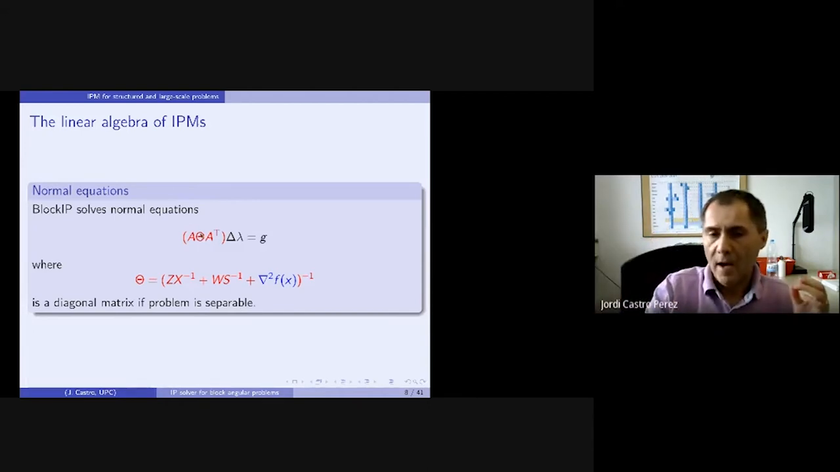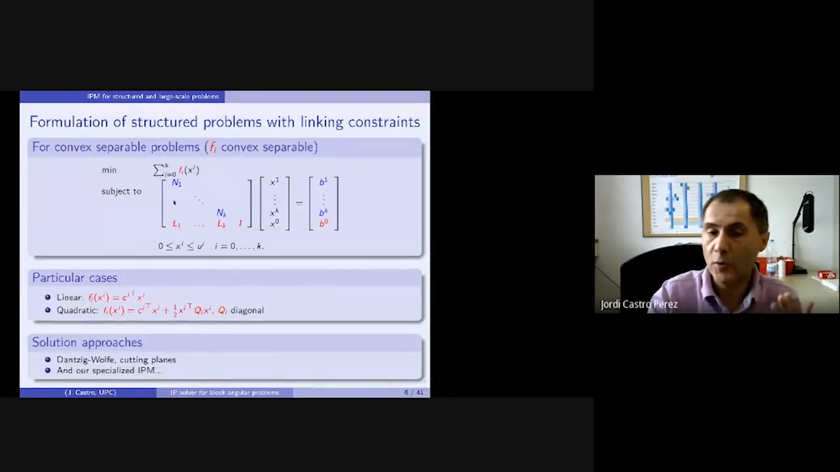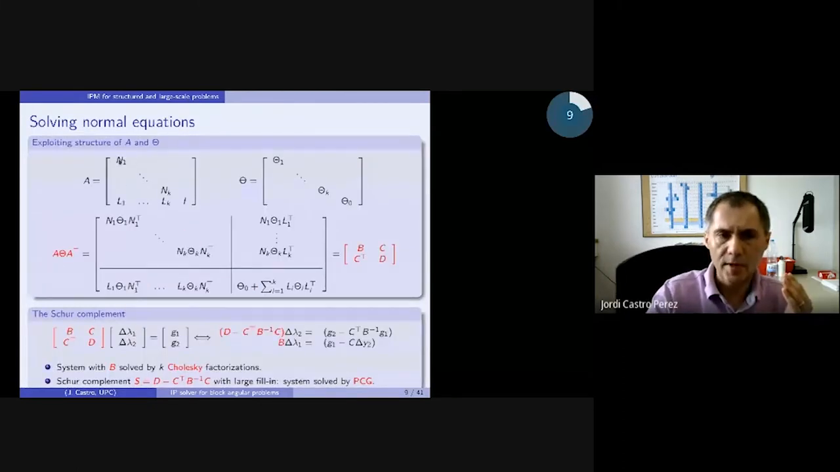If we want to be efficient with an interior point method, we need to solve efficiently this system of equations. These are named the normal equations: systems with the matrix A zeta A transpose. Let's see which is the structure of this matrix when you have a problem with a structure. Remember, this is the structure of matrix A, so we have to solve systems with A times A transpose and a scaling matrix in the middle. This is A, I have the K blocks and the linking constraints. This is zeta, which can be divided into zeta 1 for the group of variables one, zeta 2 for the second group of variables, zeta K for the K-th group of variables.